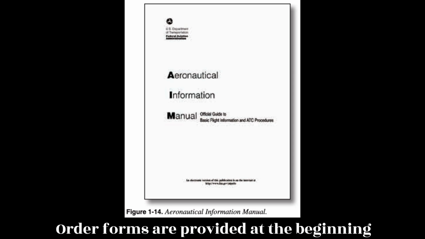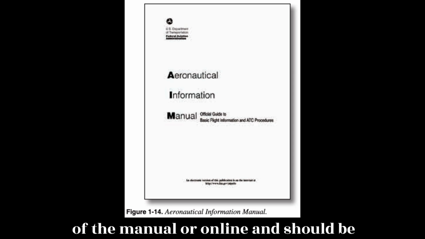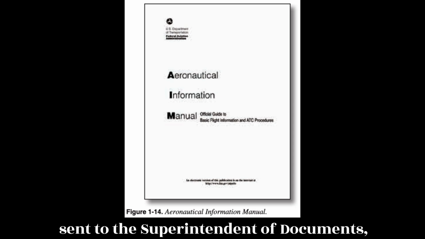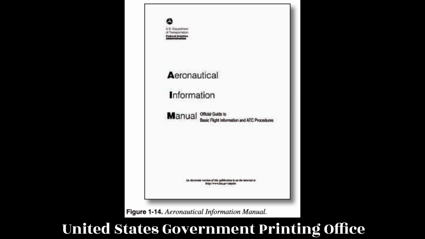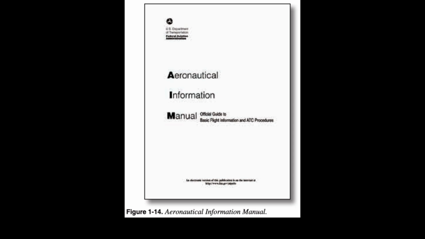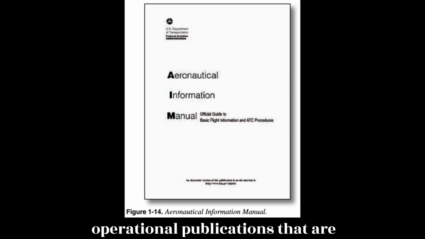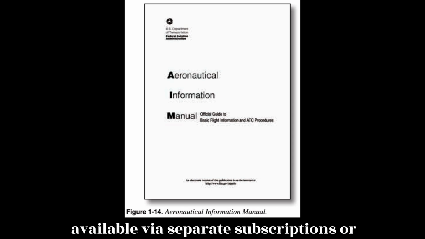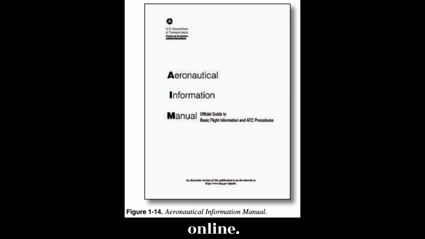Order forms are provided at the beginning of the manual or online and should be sent to the Superintendent of Documents, United States Government Printing Office, GPO. The AIM is complemented by other operational publications that are available via separate subscriptions or online.